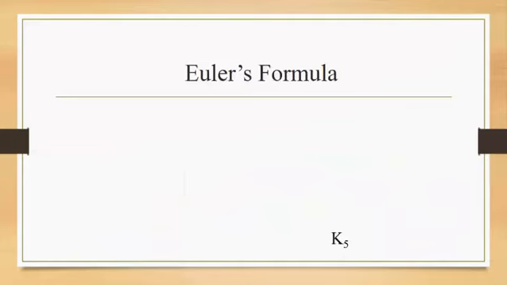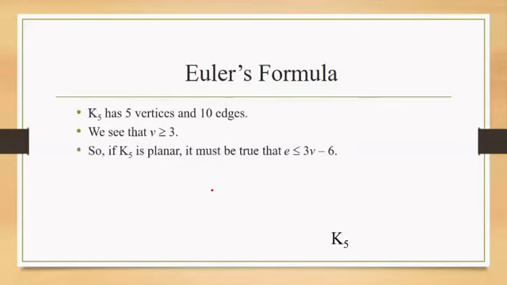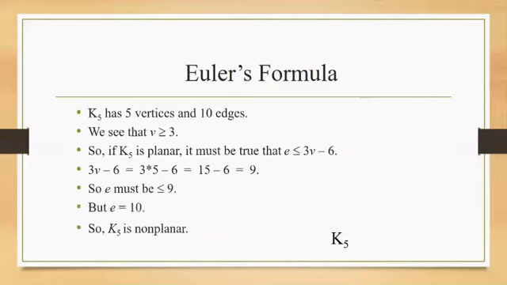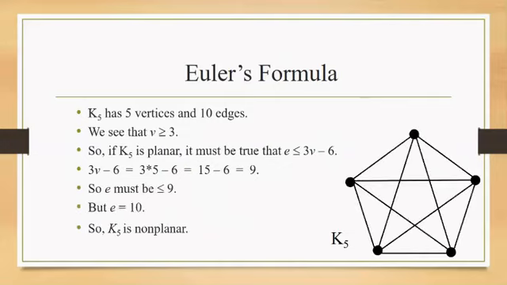Let's see that. K5 has 5 vertices and 10 edges. V is greater than or equal to 3, so the condition is satisfied. If K5 is planar, it must be true that E is less than or equal to 3V minus 6. In that case, 3V minus 6 is 9 and edges E must be less than or equal to 9. It is false. So K5 is non-planar.